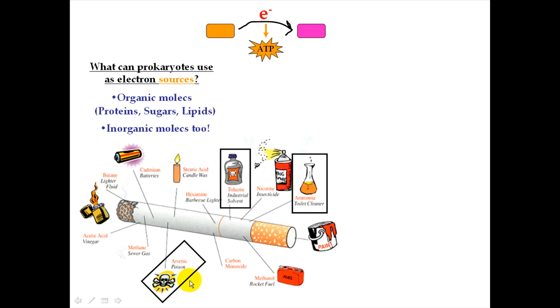Even things like arsenic, which is just straight up poison to us, is an inorganic thing that there are some prokaryotes that can actually metabolize, that can eat it for breakfast, and use it as an electron source. So prokaryotes, when you're talking about electron sources, can use all kinds of things that we can't. Now, if you consider what prokaryotes can use as their electron acceptor, again, they're pretty varied there as well.